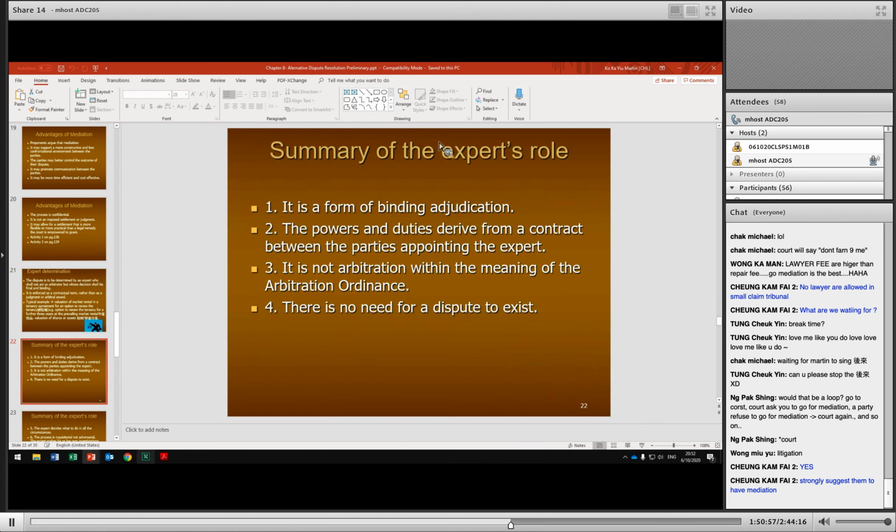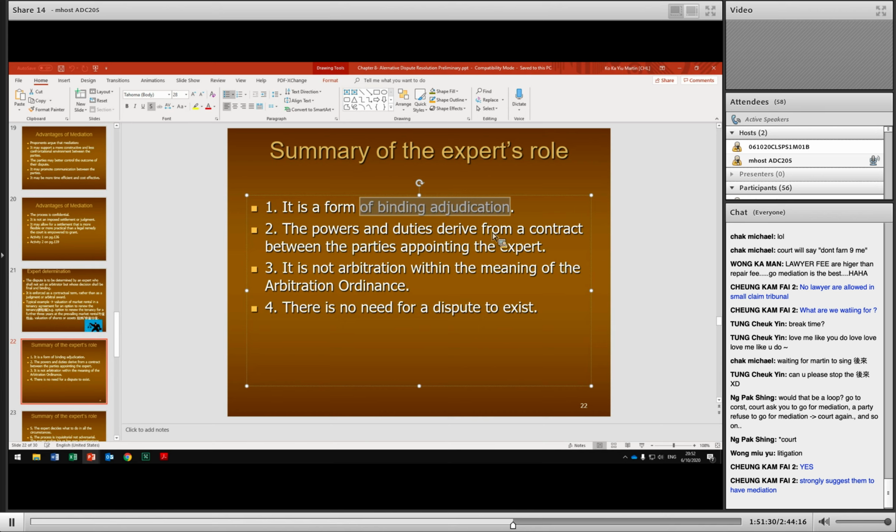For expert determination, we can summarize the role of the expert. First of all, it's a form of binding adjudication, because the decision made by the expert will be binding on the parties. Okay? If the expert determines the market rental to be 20,000, the tenant has to pay 20,000 if he's going to exercise the option to renew the tenancy.